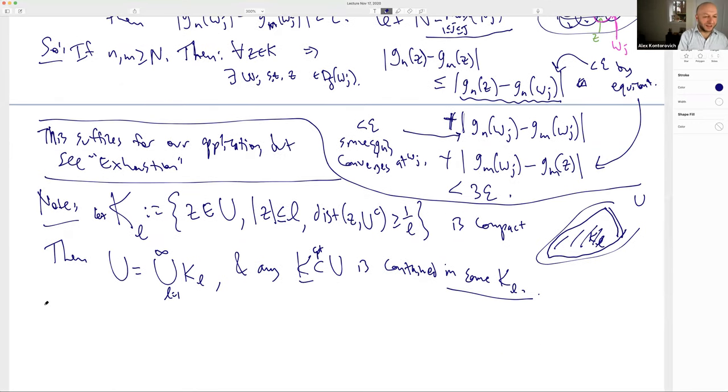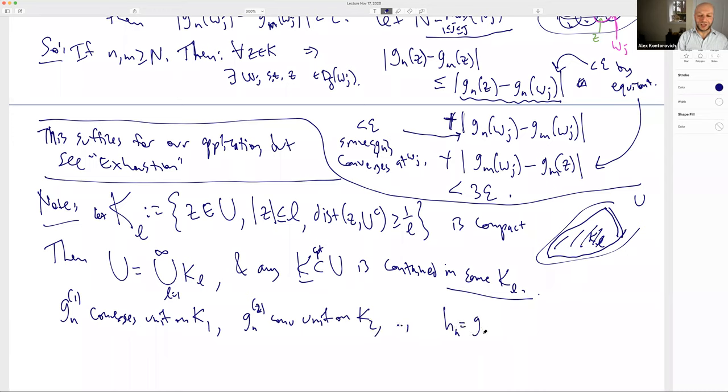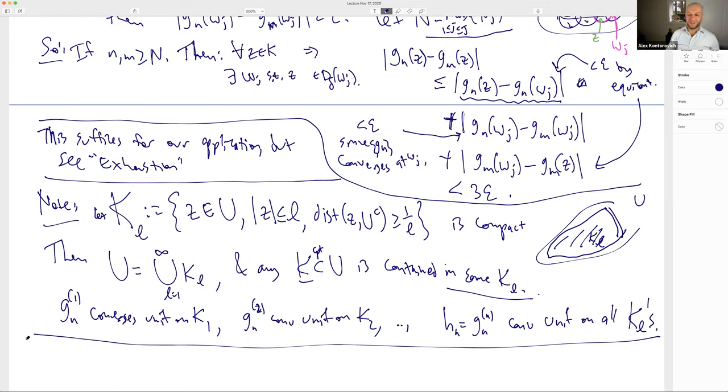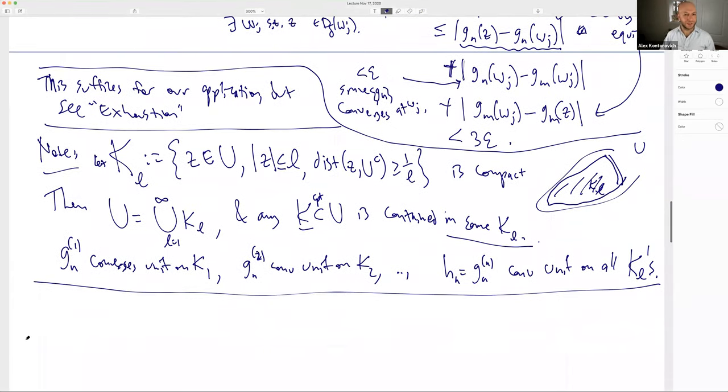So the one final step is that GN1 converges uniformly on K1, and a subsequence GN2 converges uniformly on K2, and so on. So if we take HN to be GNN, that converges uniformly on all KLs. So that's the final diagonalization step, to do this exhaustively. But I don't like it, because GN itself already converges uniformly on each of the KLs. But all right, let's move past this.